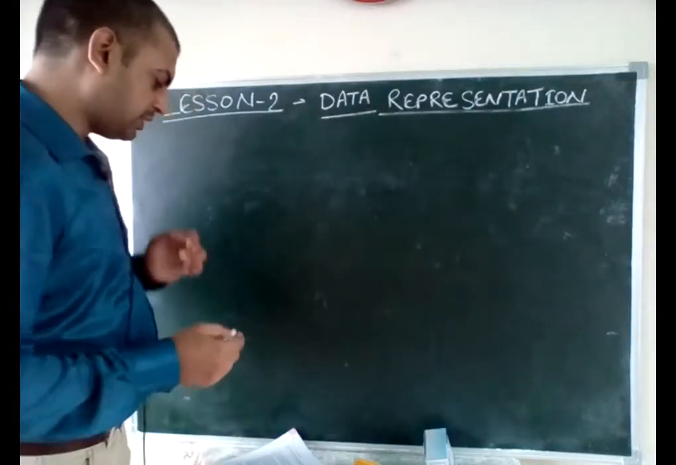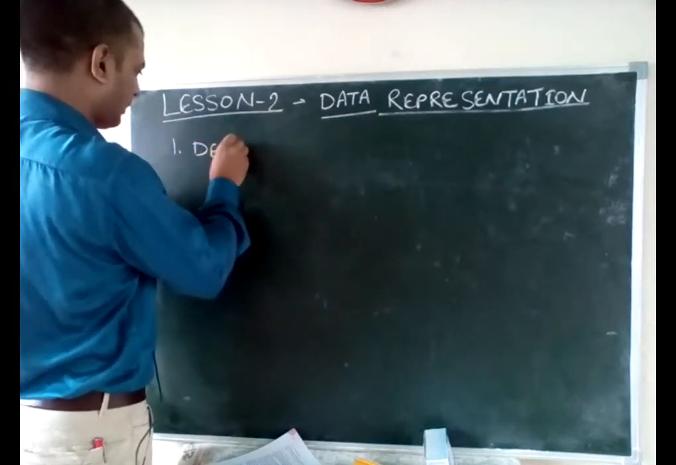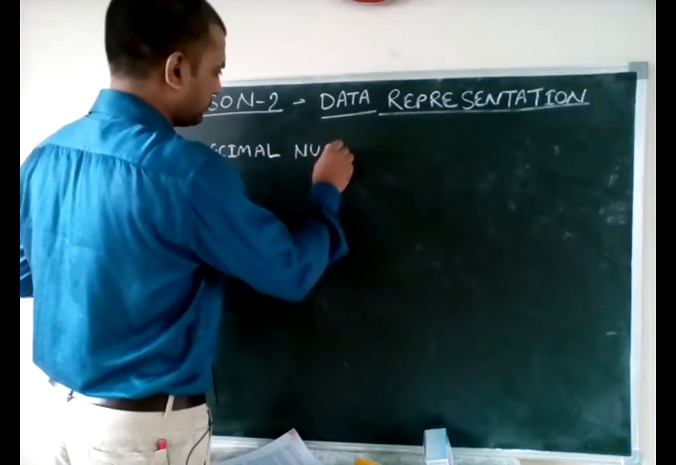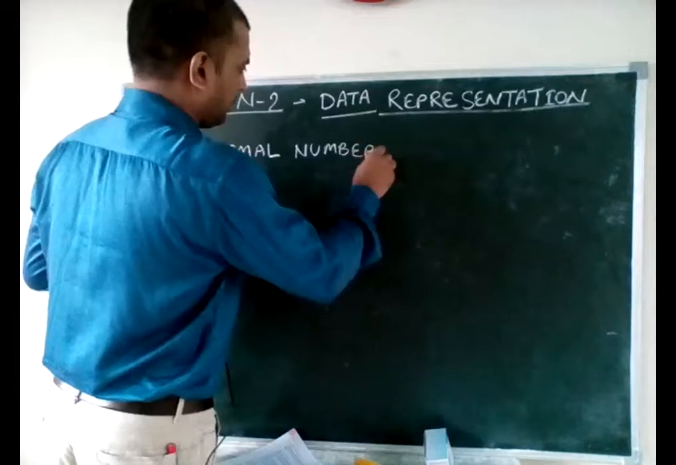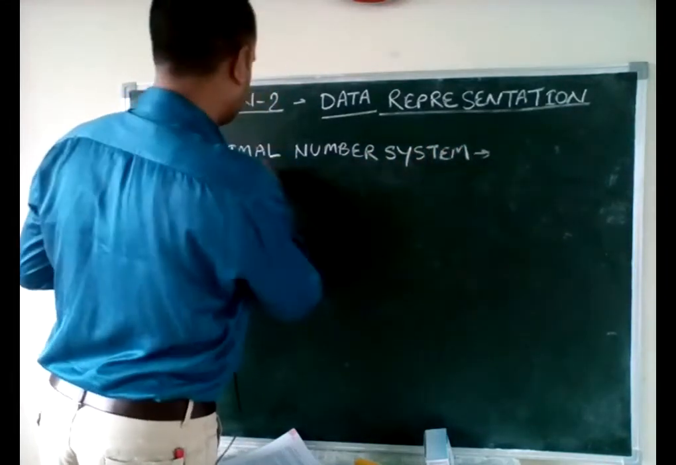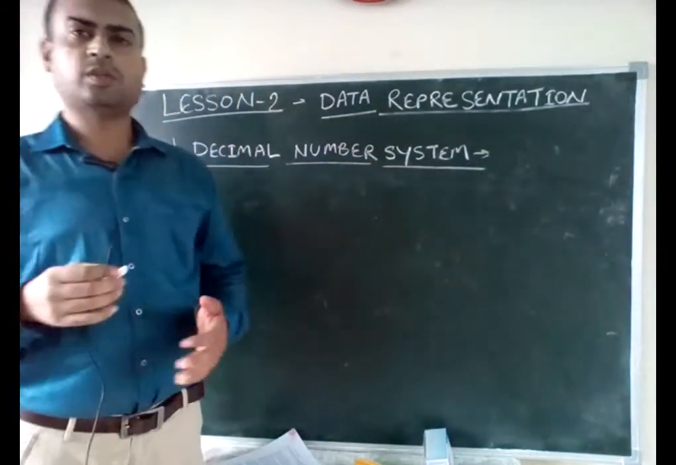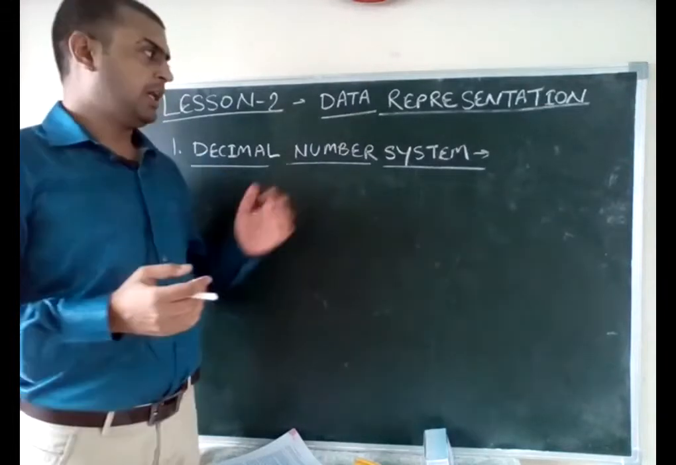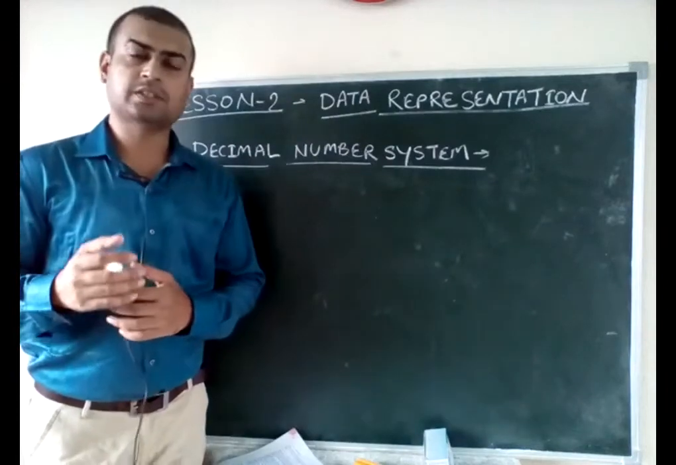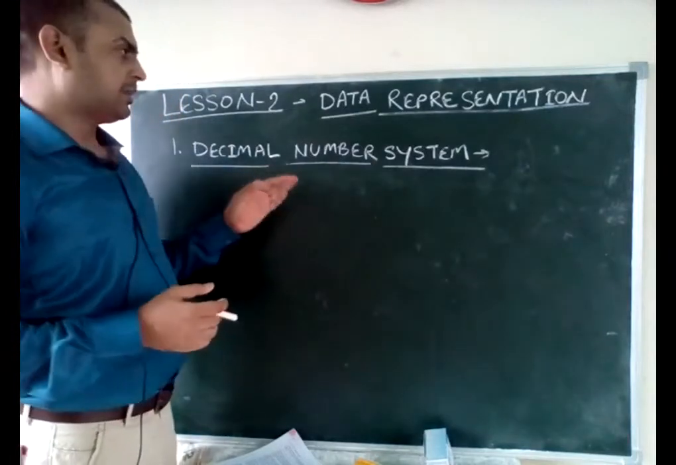Now in this regard, first is our decimal number system. Now what is decimal number system? I will discuss one by one every number system in detail, and then after we will start conversion with different forms. Now first thing, what is decimal number system?